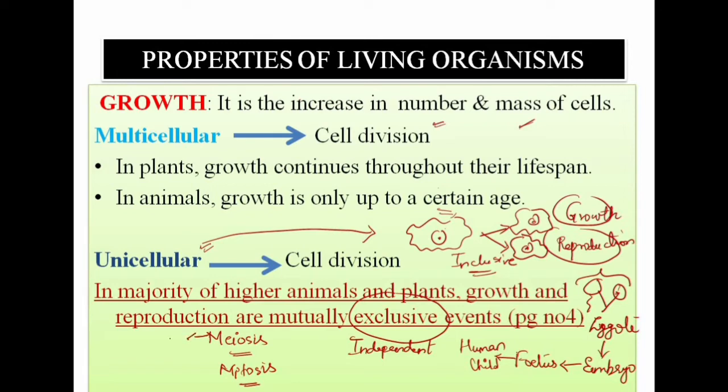Meiosis takes place in certain cells called the germ cells, that is the sperm and the ova, whereas mitosis takes place in the cells called the body cells, right? So here you can see that these two processes are different from each other. They are independent of each other. This point is very important from your exam point of view. So make a note of it.